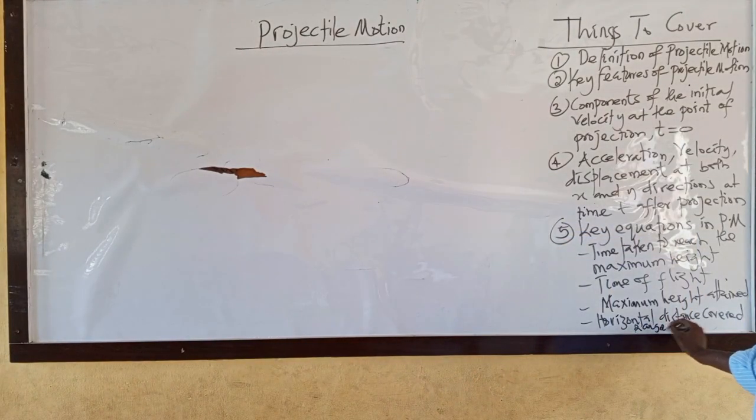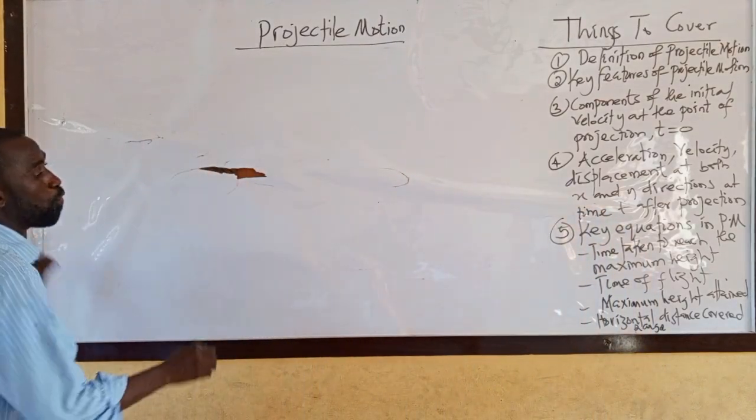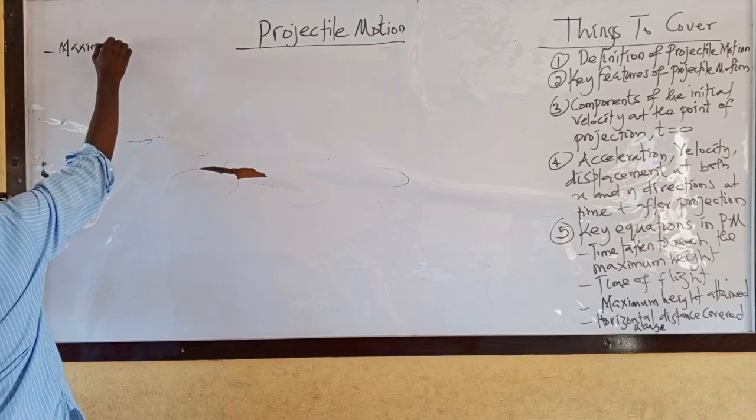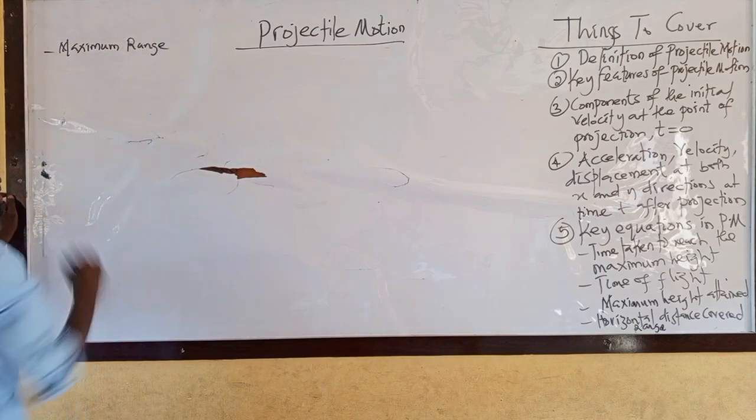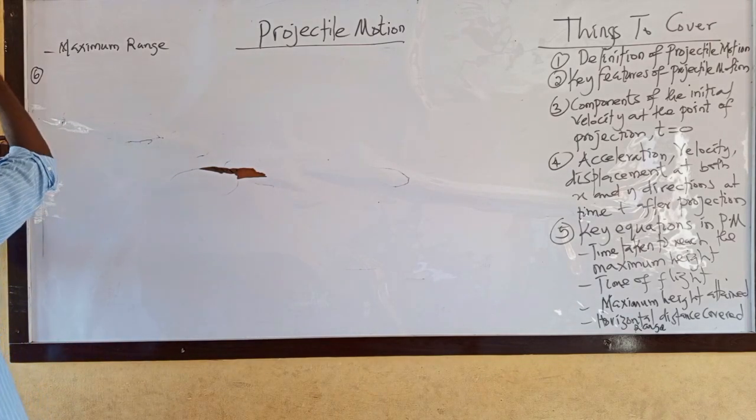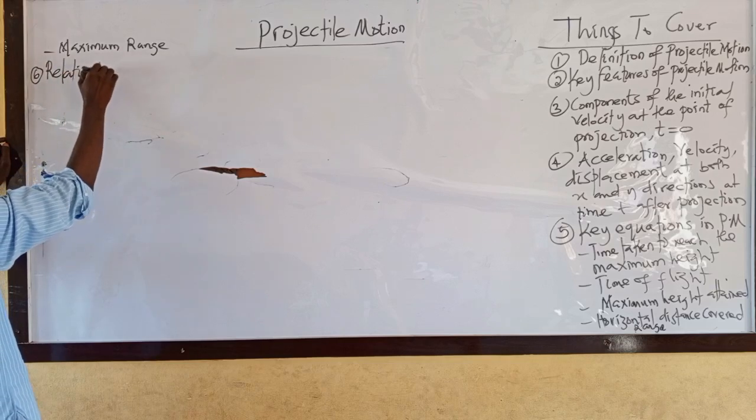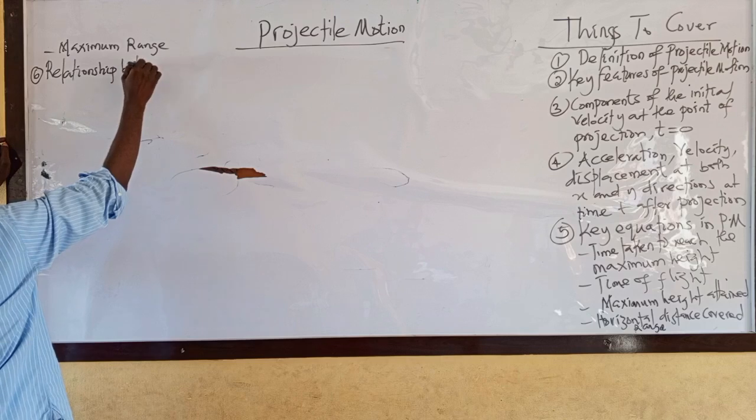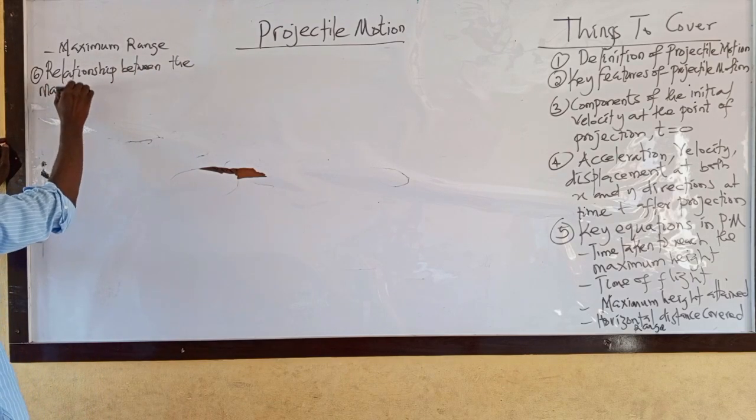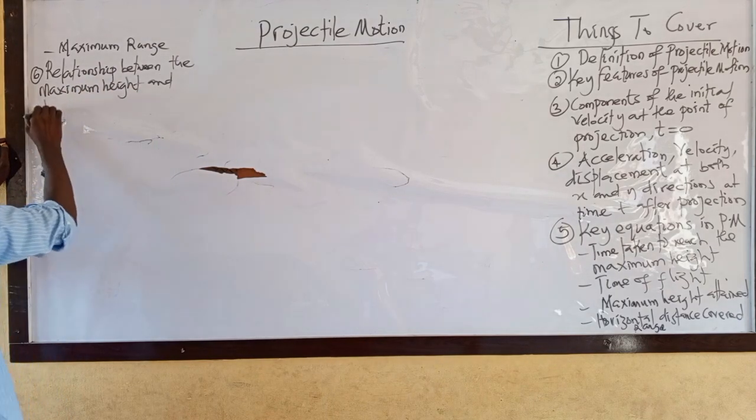Okay? Then after horizontal distance covered, we are going to look at what we call maximum range, still under the key equations. Then after this, the sixth one, we discuss the relationship between the maximum height and horizontal range.